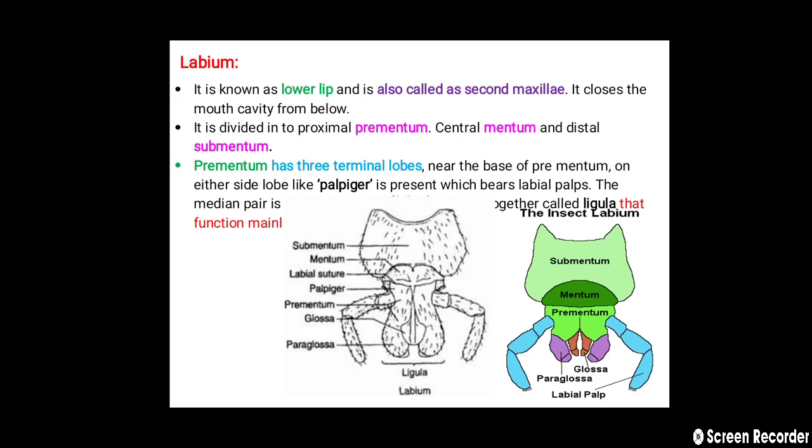Then next part is the labium. It is known as the lower lip and is also called the second maxillae. It closes the mouth cavity from below. It is divided into proximal postmentum, central mentum and distal prementum. The prementum has three terminal lobes. On either side, a lobe-like palpiger is present, which bears the labial palpus. Then the median pair together is called the ligula. So this is the labium.